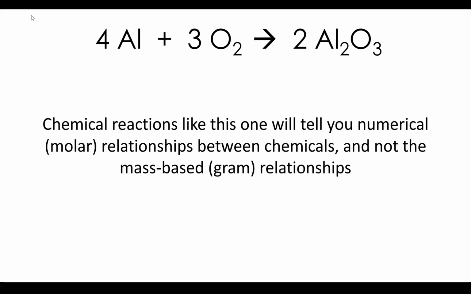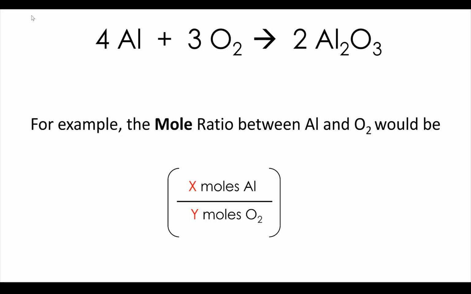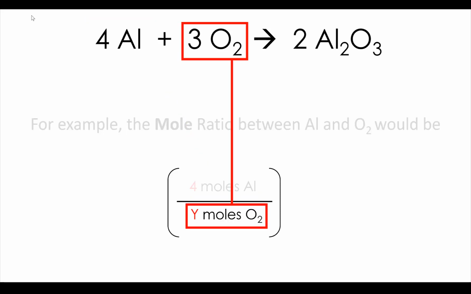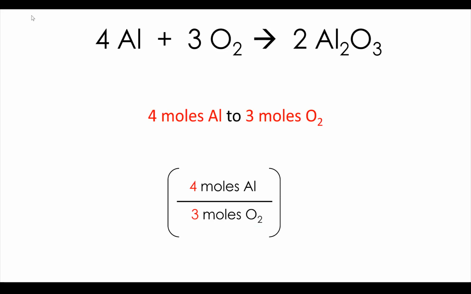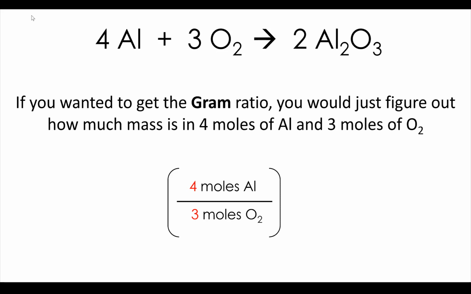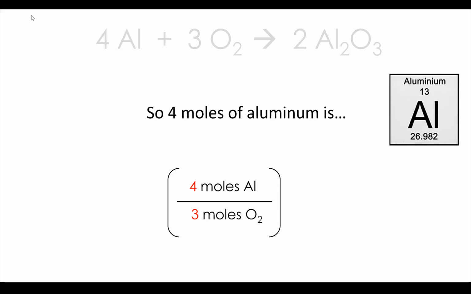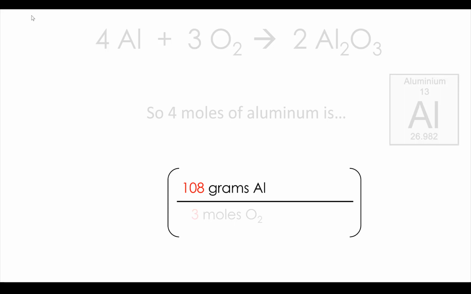So the chemical reaction gives you a molar relationship, not a gram relationship. For example, the mole ratio in this problem between aluminum and O2 would be, well, you look at the coefficient for aluminum, that tells you how many moles of aluminum you have. Then you look at the coefficient for oxygen, tells you how many moles of oxygen you have. It's 4 moles of aluminum to 3 moles of oxygen. And if I wanted a gram ratio, I could just figure out how much mass was in each of these quantities, right? So 1 mole of aluminum is about 27 grams. So 4 moles of aluminum, 4 times 27 is 108.